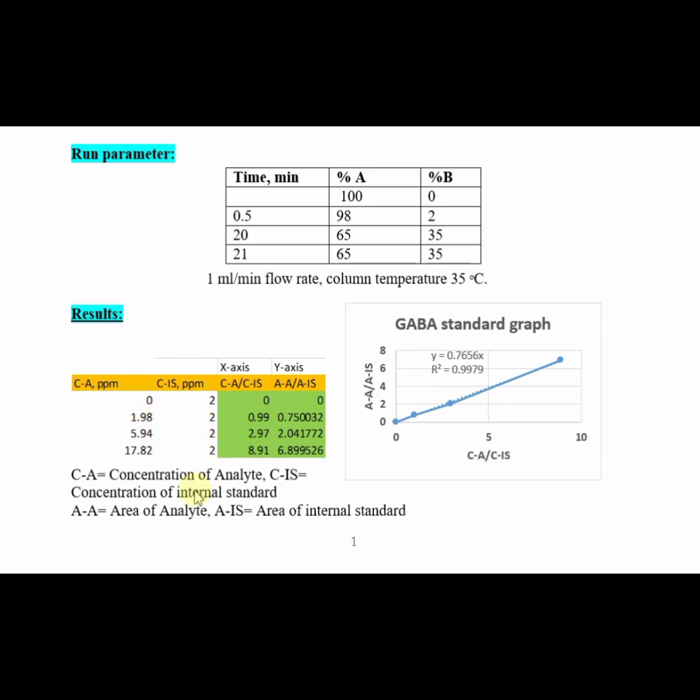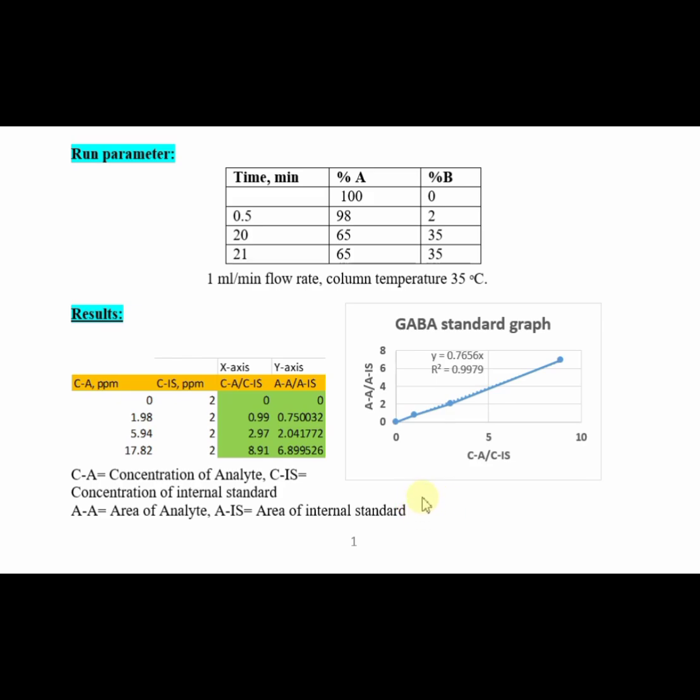And on the x-axis is CA by CIS. CA means concentration of analyte, that is concentration of GABA, by CIS, the concentration of internal standard. The y-axis is AA by AIS. AA means area of HPLC, area of analyte, and AIS means area of internal standard.